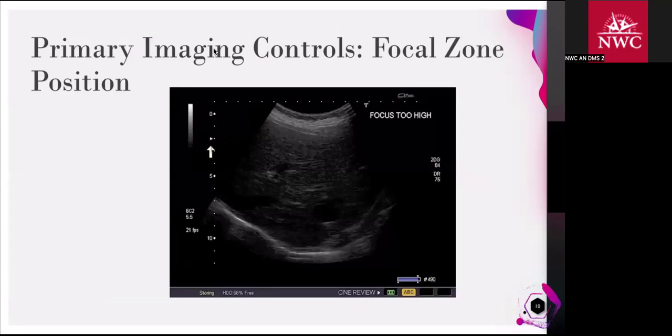The focal zone. Sometimes we use one focus, sometimes we use multiple, but whatever piece of anatomy is at that focal point is the part that's going to be the most clear. And here they're telling you the focus is too high. And you could see how here the patient has something that the focus should have probably been brought down to that level.